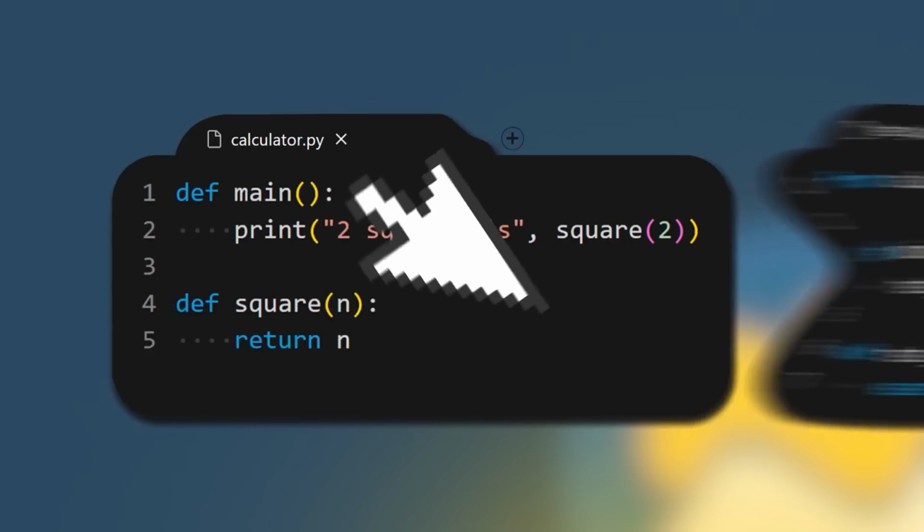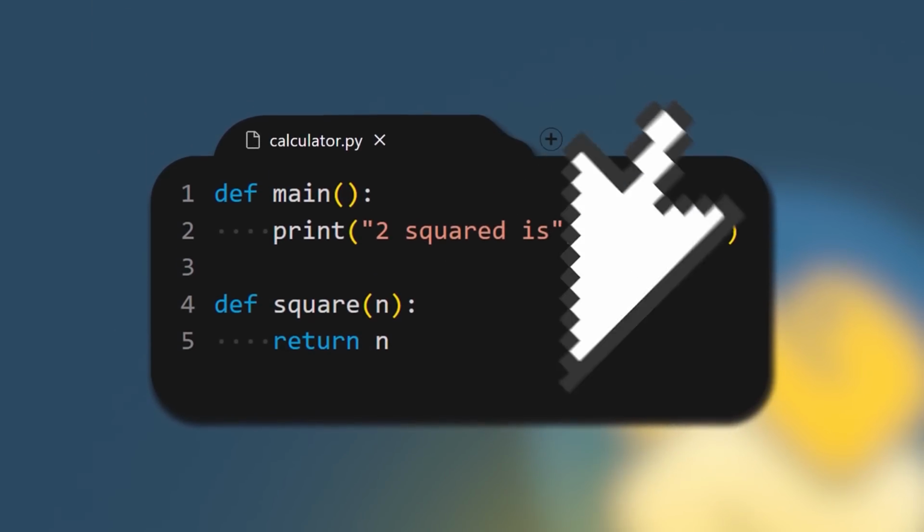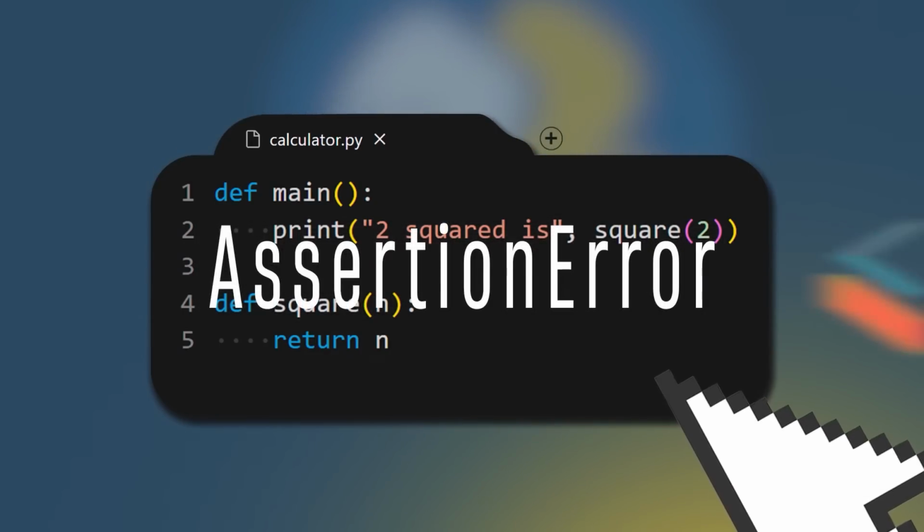This means that our function is working the way that it's supposed to. If we change the function square by returning only n instead of n times n, once we run the test, the assert keyword will raise an assert error because our function is telling us that the square of 2 is 2, but it should be 4. This means that there is something wrong with the square function.